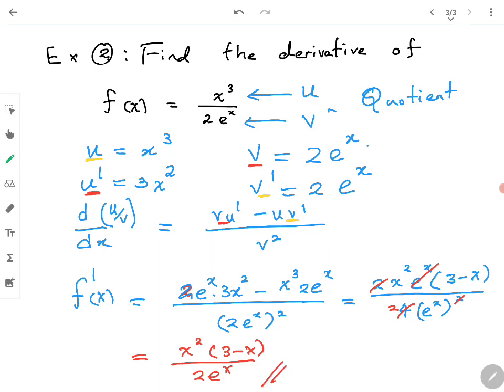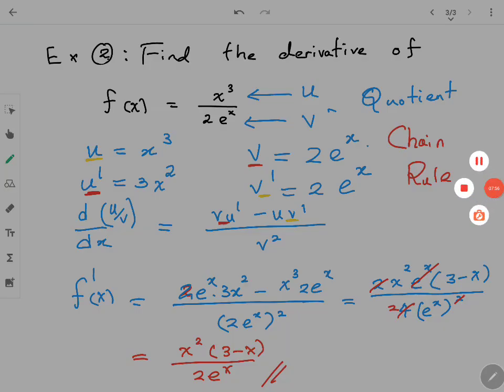Okay, so those are some examples of how to use the product rule and the quotient rule mixed with the exponential functions. In the next lesson, we are going to discuss a very important rule in derivatives, which is called the chain rule. Okay, so see you guys next time.